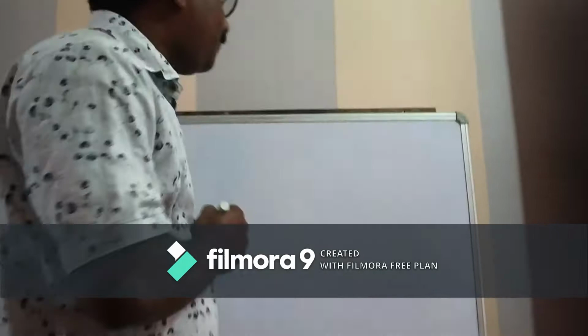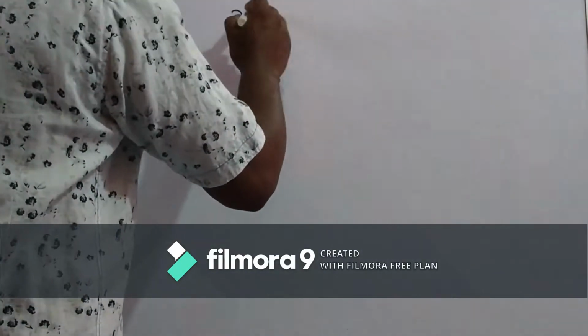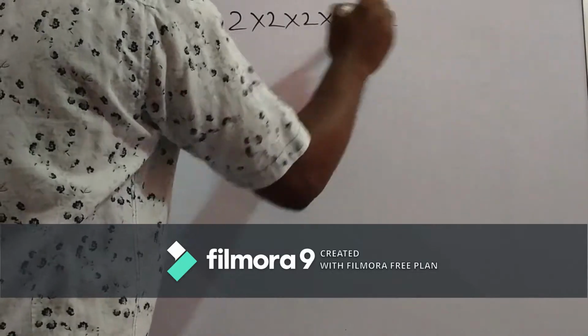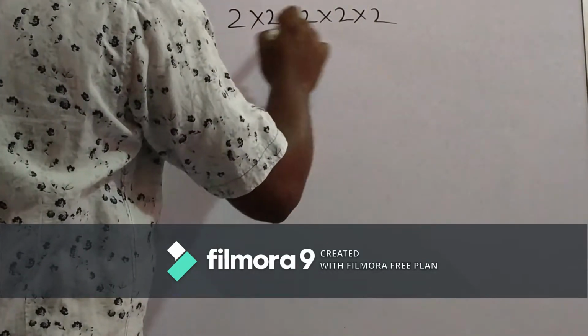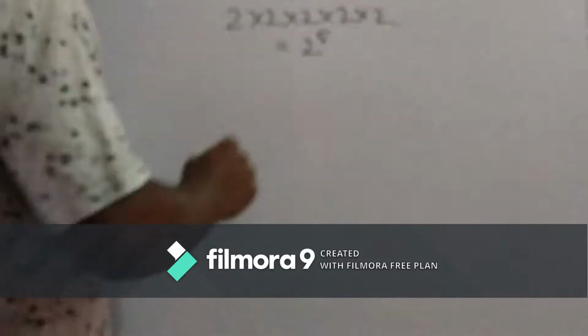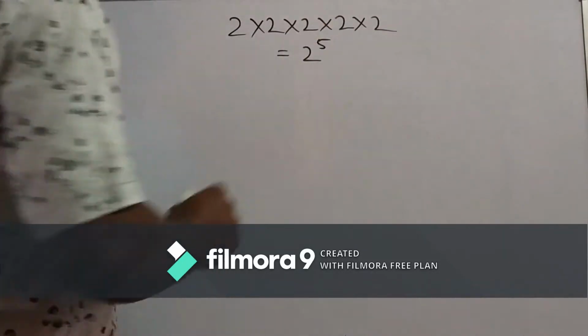Exponent is very interesting, also important. So what is exponent? Exponent means so many numbers are given, and we have to make it compact. Suppose 2 into 2 into 2 into 2 into 2. How many 2's are there? 5 2's are there. So we can write it as 2 to the power 5. So this is in the exponent form.